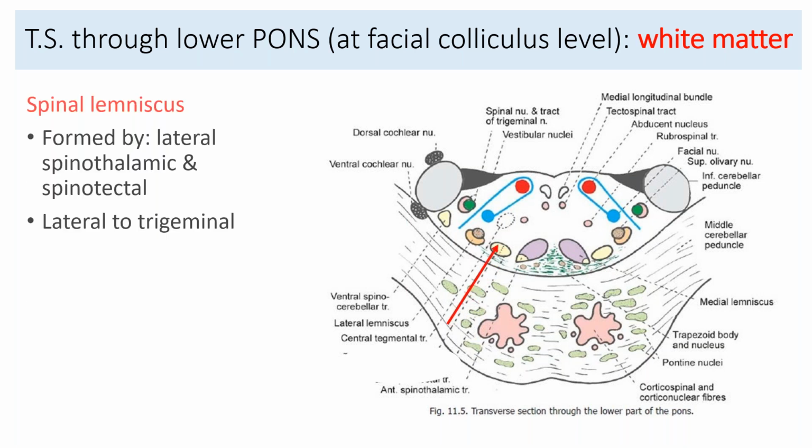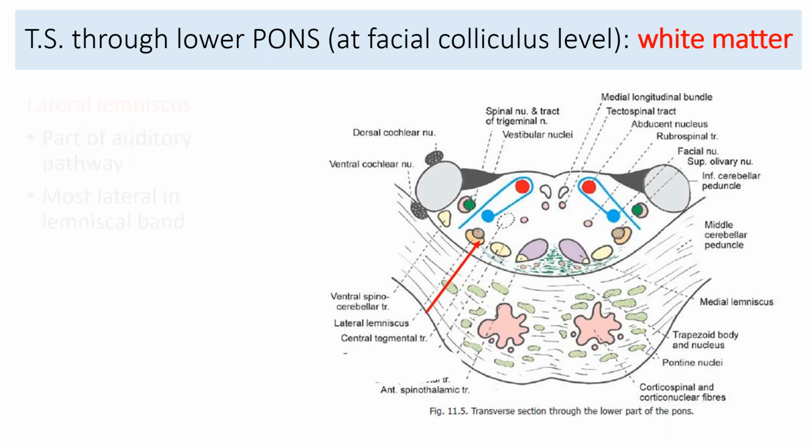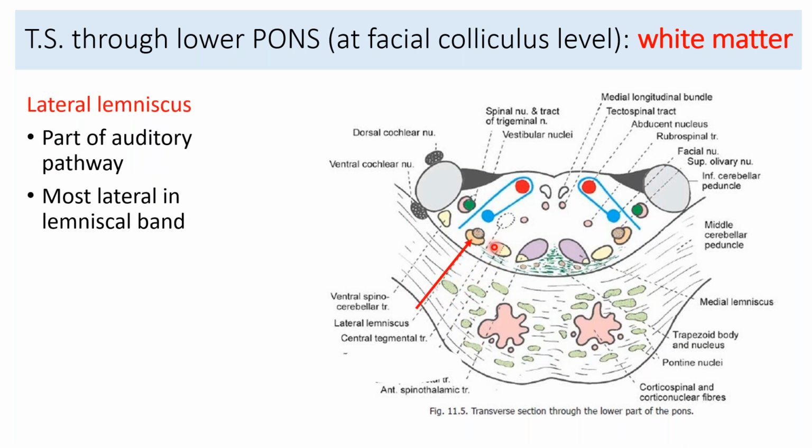Now, after the spinal lemniscus, the lateral-most lemniscal system is the lateral lemniscus, the arrow-marked area over here. This is part of the auditory pathway and is the most laterally present in the lemniscal band, from the auditory pathway, from the cochlear nucleus that we had seen, with the afferents coming to it.